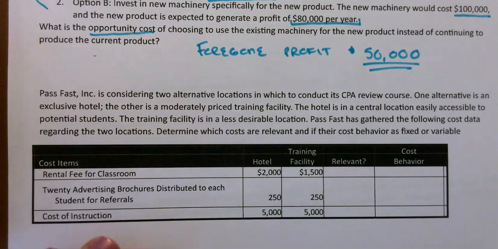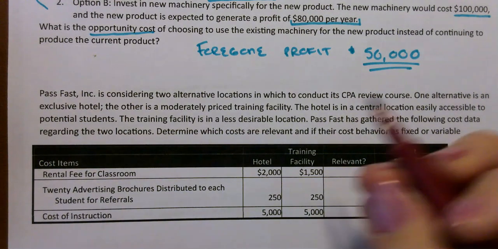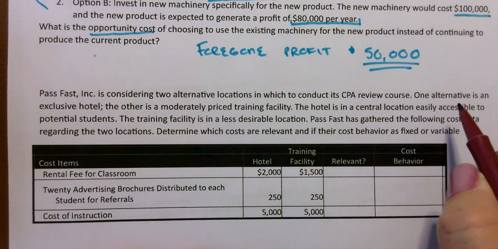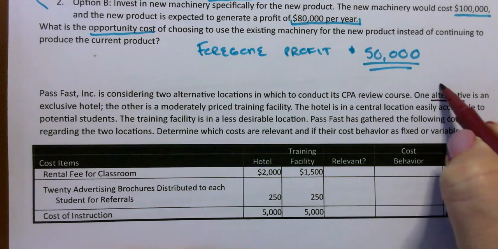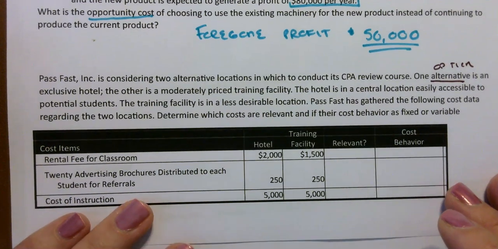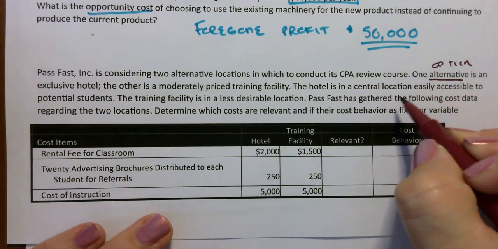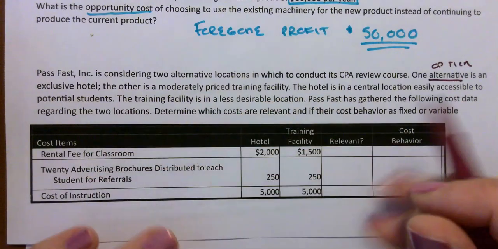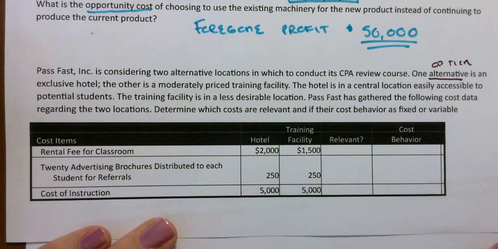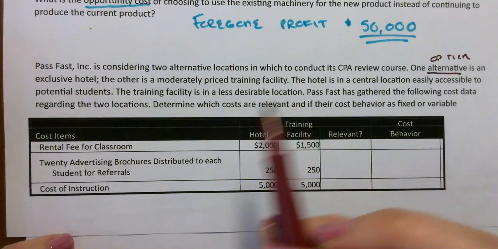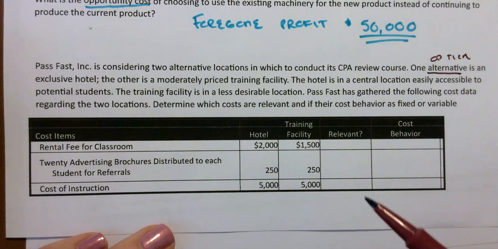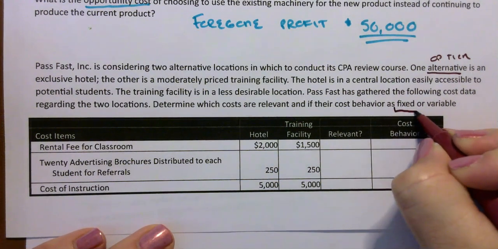Okay, continuing on. FastPass is considering 2 alternative locations in which to conduct its CPA review course. One alternative is an exclusive hotel. The other is a moderately priced training facility. The hotel's central location is easily accessible to potential students, and the training facility is in a less desirable location. FastPass is gathering the following cost data regarding the 2 locations. Determine which are relevant and if their cost behavior is fixed or variable.